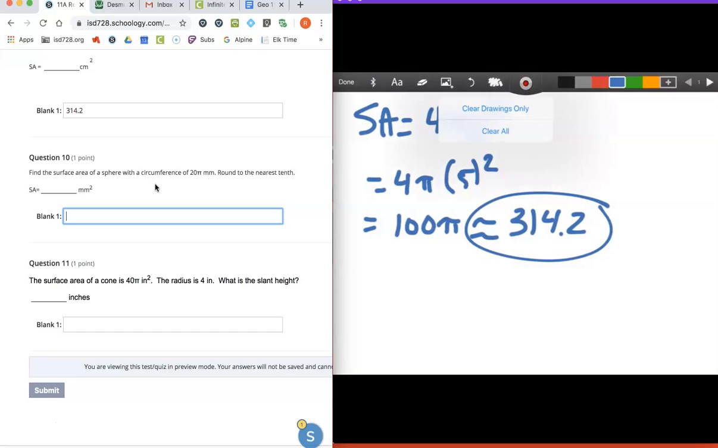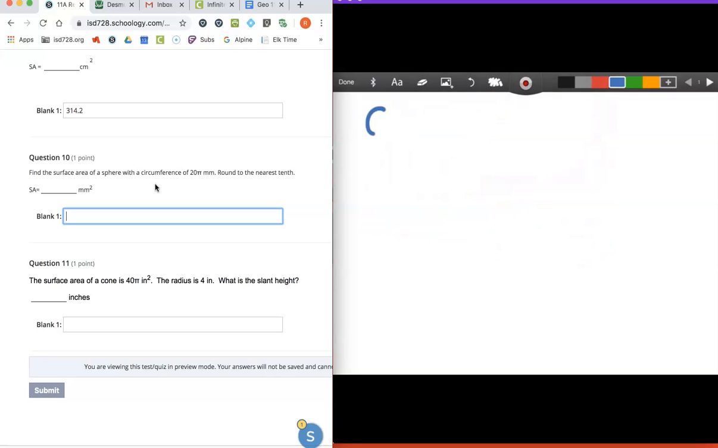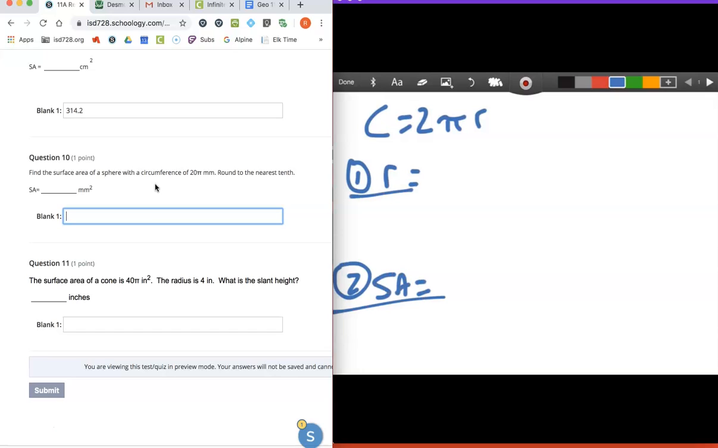On the test, there was one where they gave you the circumference. So the circumference of a circle, or a sphere in general, is going to be 2 times pi times r. Okay, so the circumference is that. What we want to do is figure out what the radius is. So step 1 will be to get r. Step 2 will be to get the surface area. That's kind of what we're trying to do.